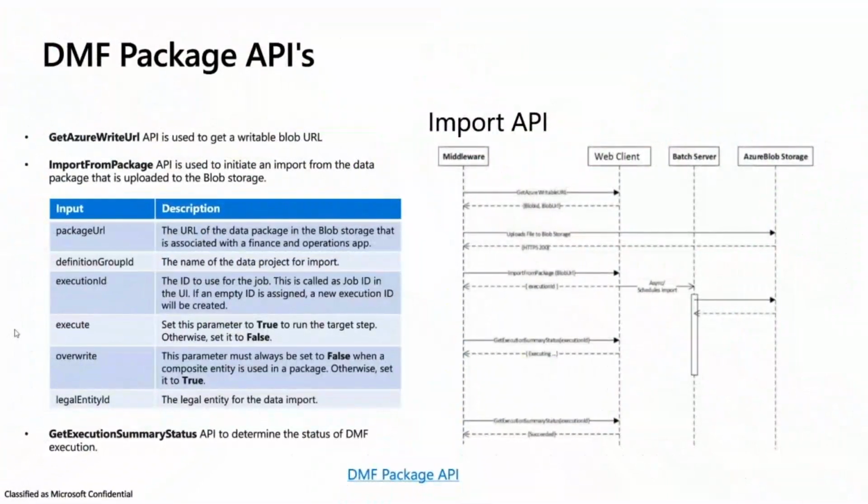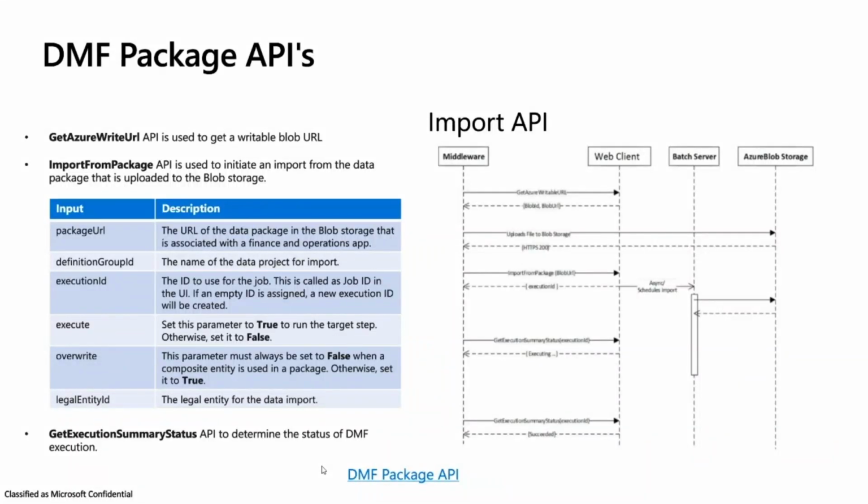So first is the package API. Quickly, I want to talk about some of the important APIs, and we have also provided the link. This is not limited to the 3-4 APIs which I'm going to talk about, but there are multiple which you can use. The main ones are with import APIs. You can use the DMF to import the data.